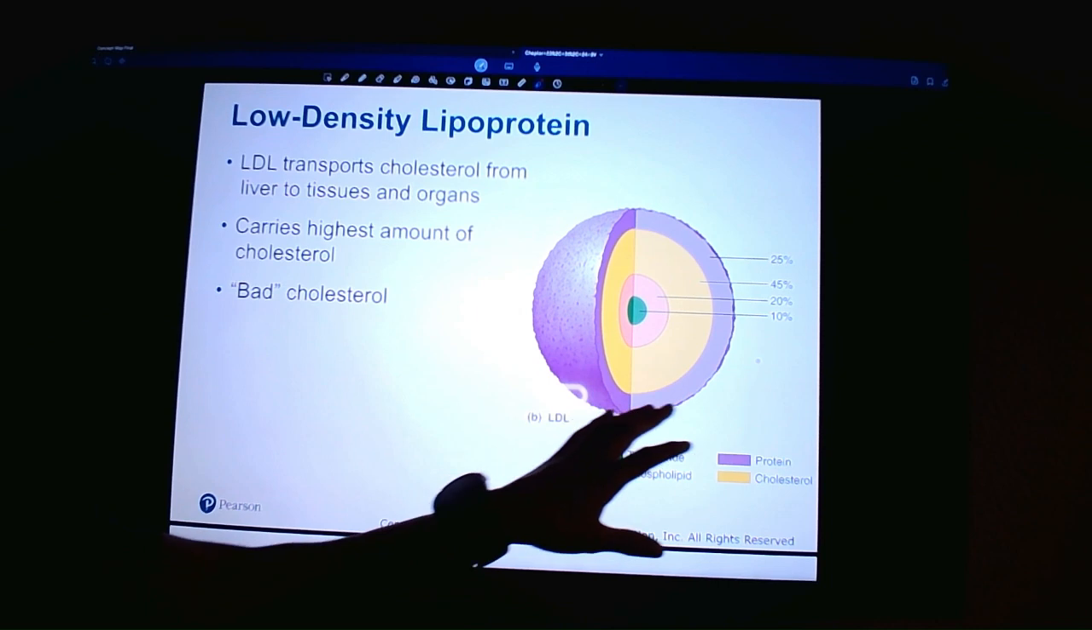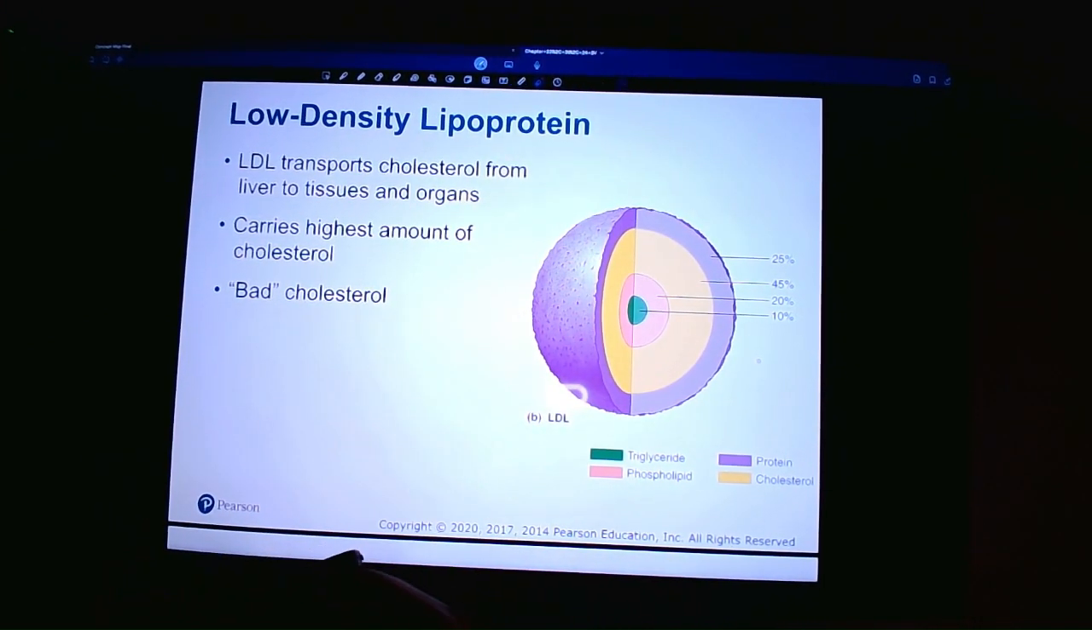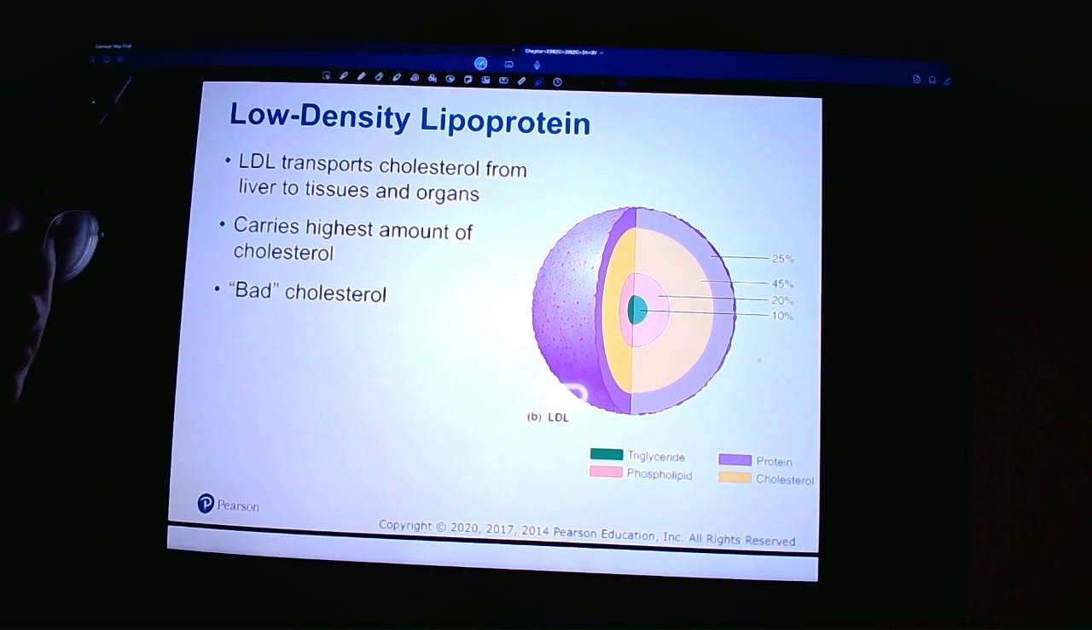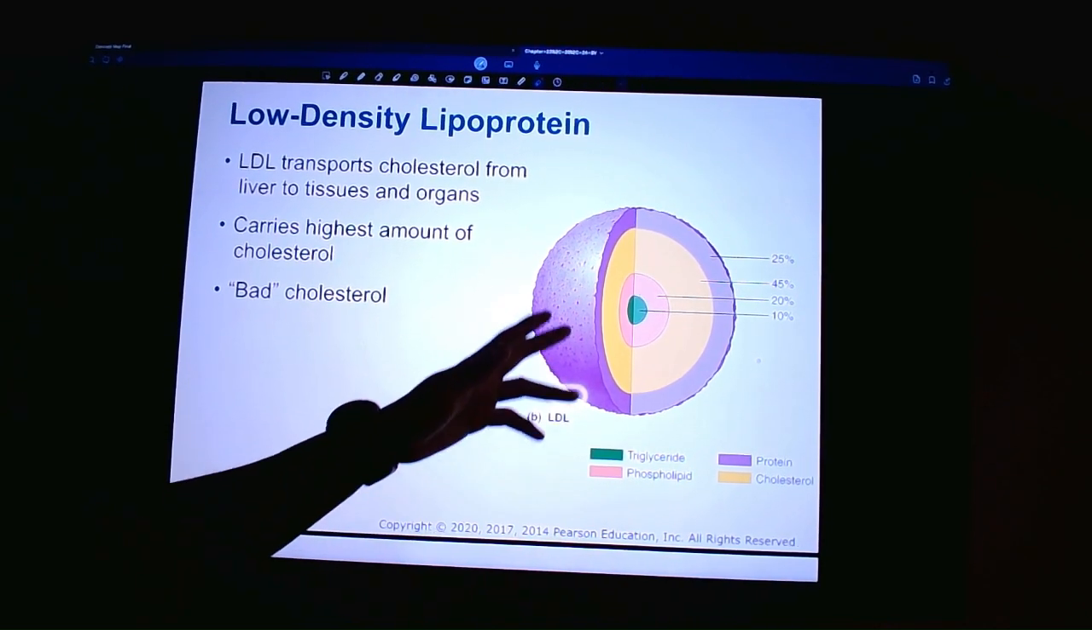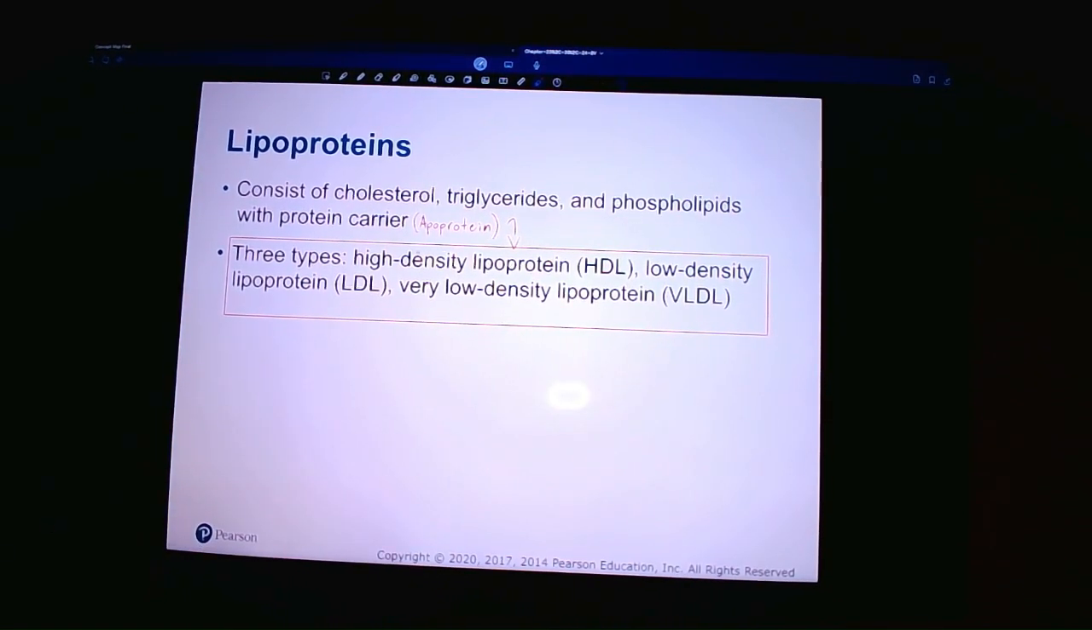All around it, the shell is a protein, and inside it carries lipids: triglycerides and cholesterol, right? So it's already holding in a lot of fat. There's a couple of types, but that carrier, that protein shell we're talking about, is called an apoprotein. That's just what it's called. It's just a fancy name.